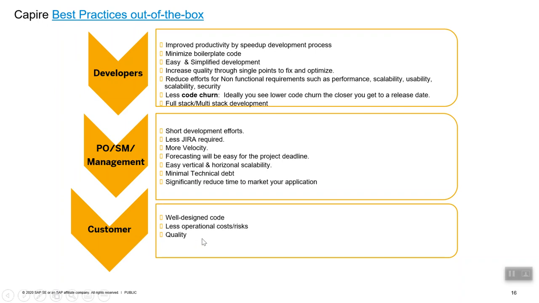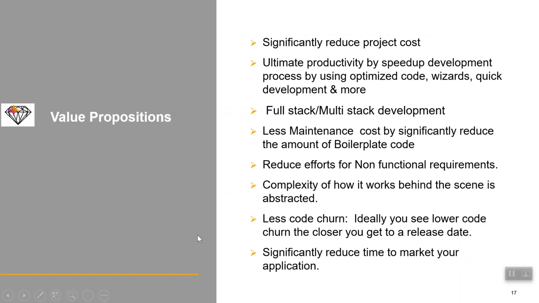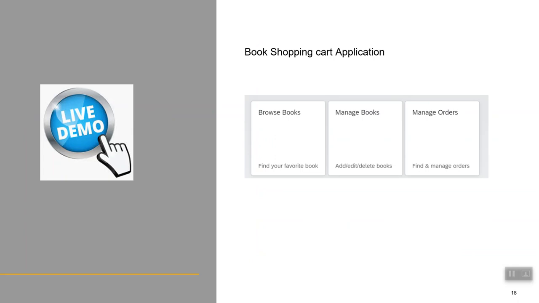For the customers, well-designed code easily scales the application without changing the entire architecture. We can develop a robust, high-quality product using this CAP technology. This is a visualization of the value propositions. As we said, developers need not worry about what the framework is doing in the background; the complexity is abstracted here. Ultimately, our productivity will be improved by speeding up the development process. Okay, let's see the demo now.